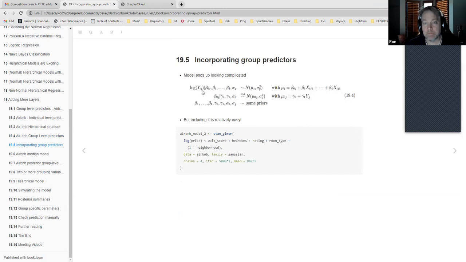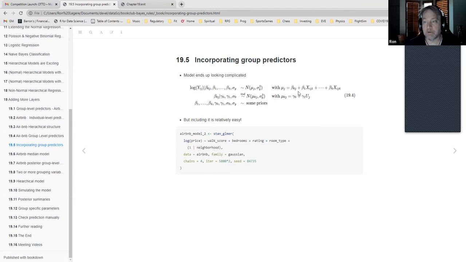So to incorporate the group level predictors, we end up complicating our model a little bit more. If you remember from the book, it looks like this. The log price is distributed normally with this mean, which again has this group level intercept. And these are all the individual intercepts for the other things we're scoring by: bedrooms, rating, room type. And the group level predictor regression comes into the distribution for this intercept, which is normally distributed with its own mean, which now, instead of just being a single group level intercept, is now each one has its regression coefficient. So we're accounting for some of the variability in the group level intercepts with this regression on walkability.